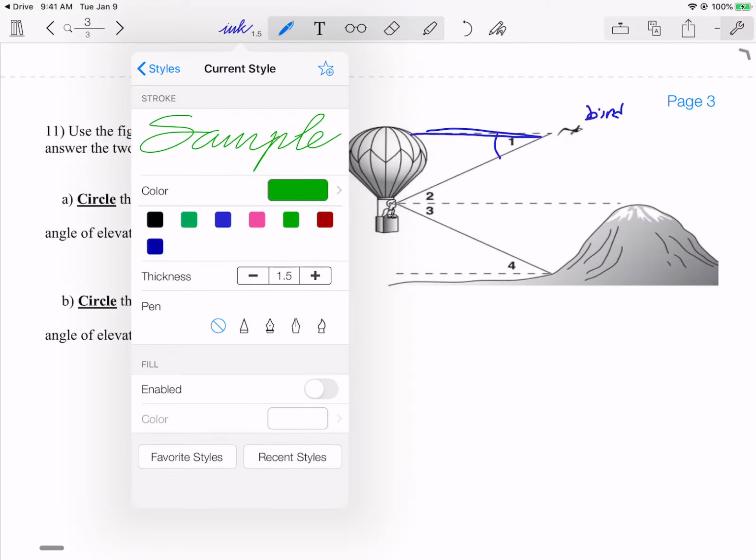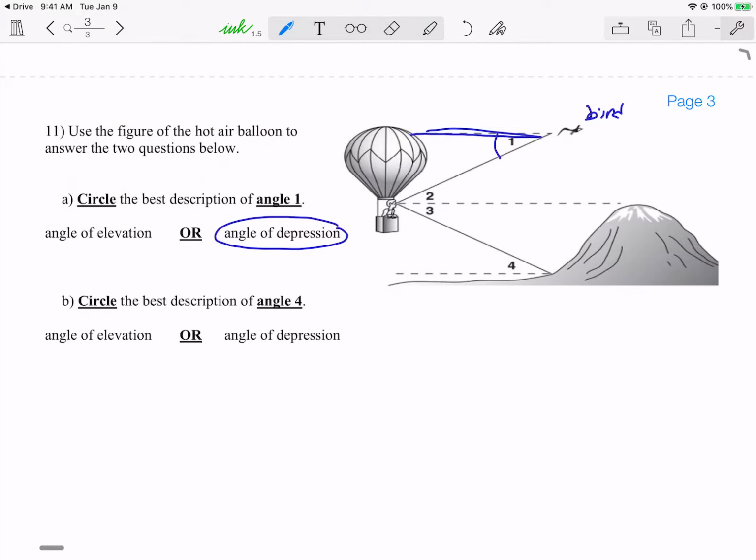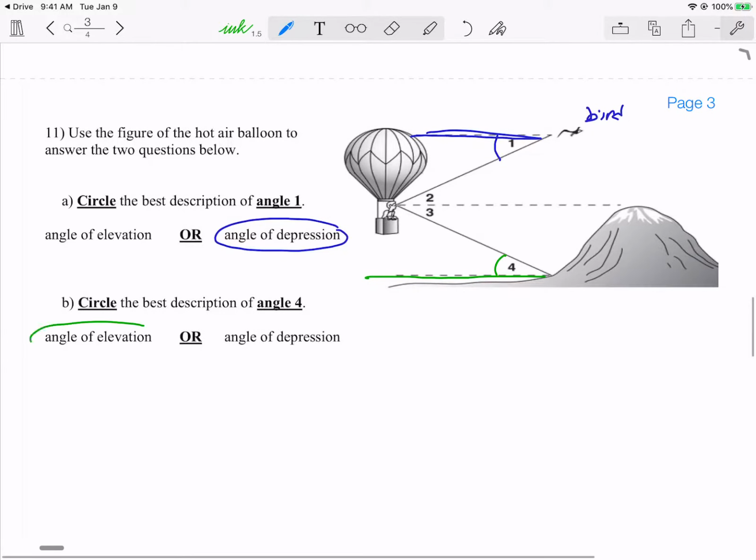Now if we switch to the other angle in question, it's angle 4. Well, I've got a horizontal line. Is that angle looking up or down? Up. Elevation or depression, Ms. Rivera? Elevation. Angle of elevation. To be specific, that's the angle of elevation from the base of the mountain to the person in the hot air balloon.